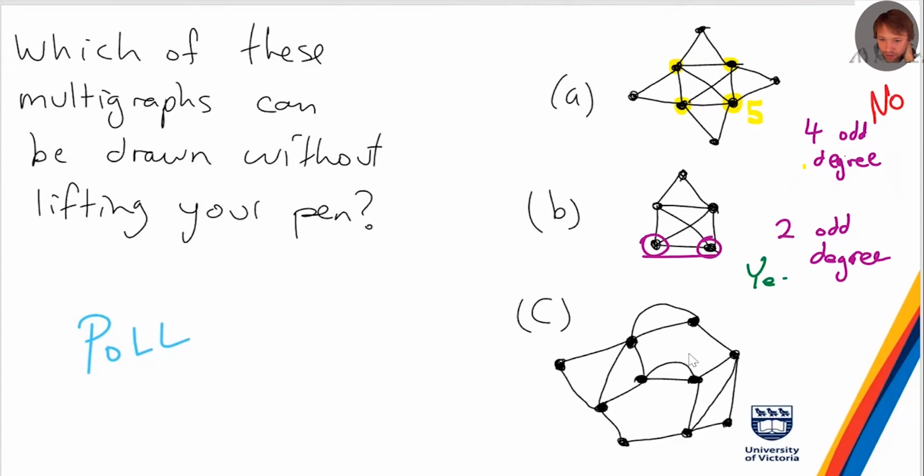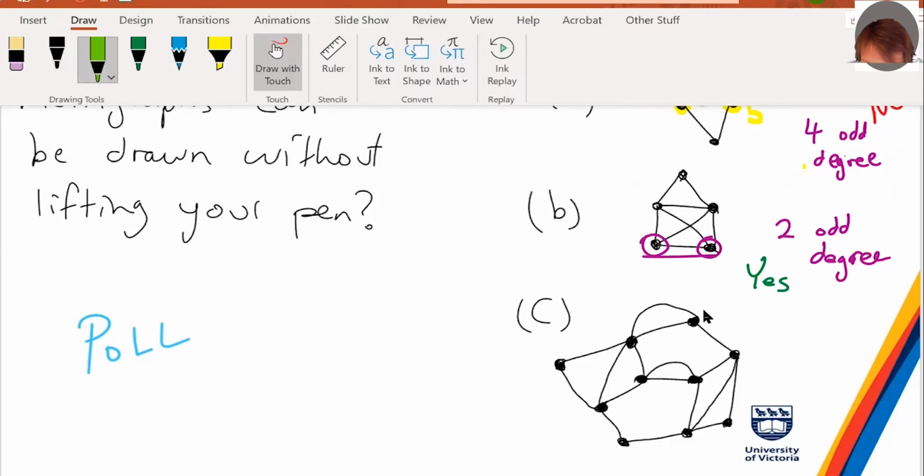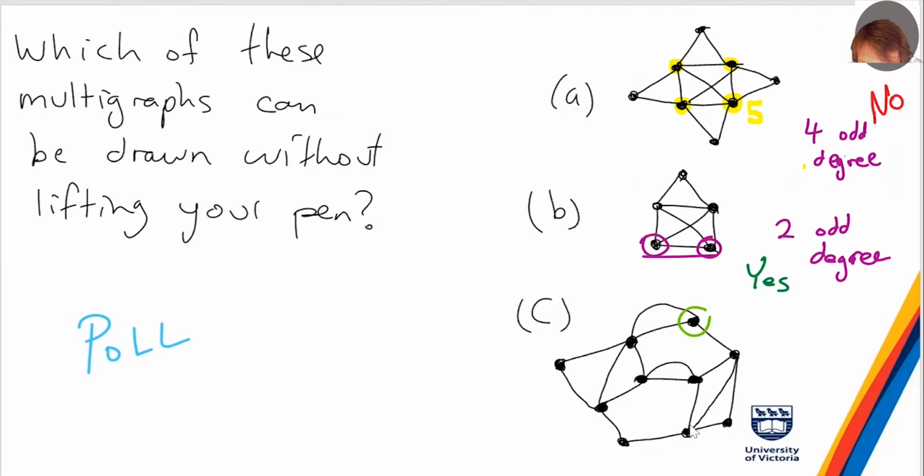Oh dear, what's this third one? So the third one, we've got split opinions. So how many odd degree vertices do I have? That one's 1, 2, 3, 4, 5. So that's odd, right? That's 3. That's 5. Counting the rest, it looks like the answer to this one's yes.